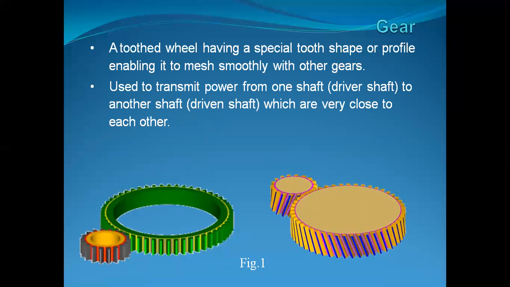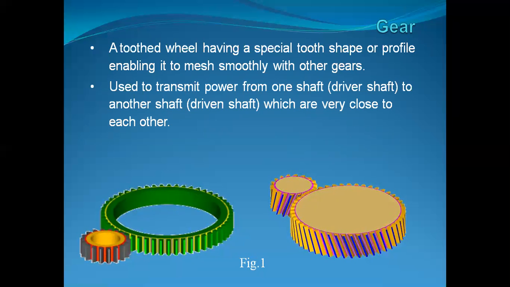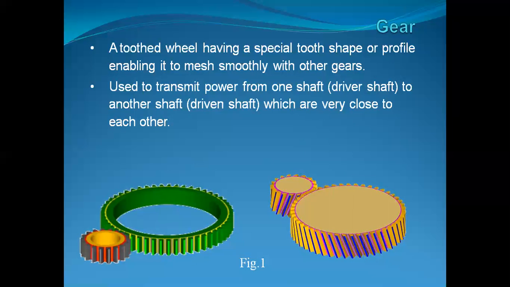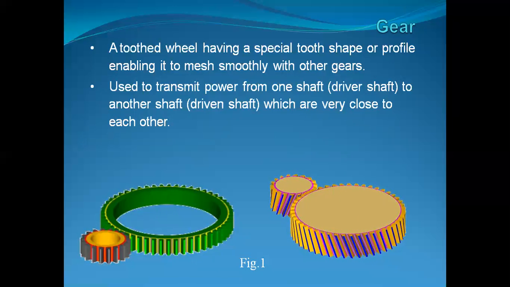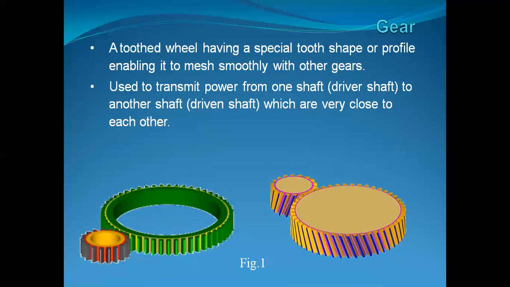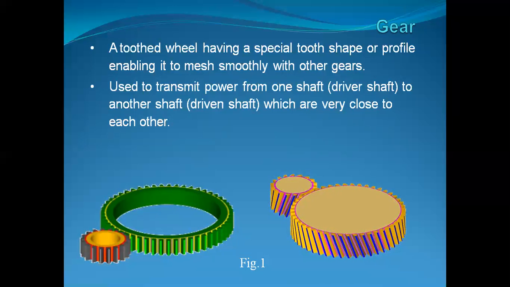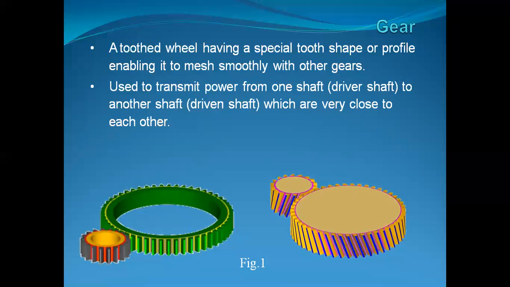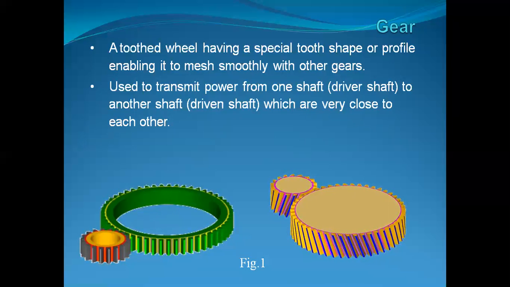We use it to transmit power from one shaft to another shaft, that is, driver shaft to driven shaft, which are very close to each other. We can recall belt drives. In belt drives, the two shafts have pulleys, and these two pulleys are connected with the belt. But here, the wheels are equipped with teeth, and these wheels are close to each other. There is no medium between these two wheels. They are in direct contact with each other, right? So the driver shaft and the driven shaft are very close to each other in gear drives, whereas in belt drives, those are connected with belts.